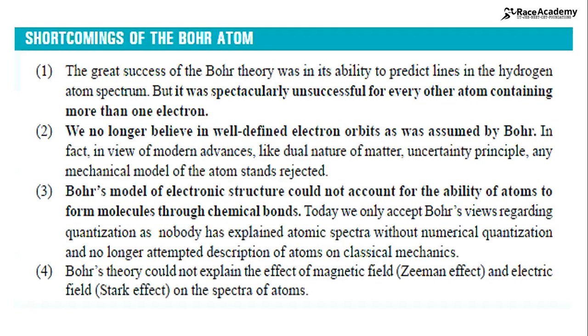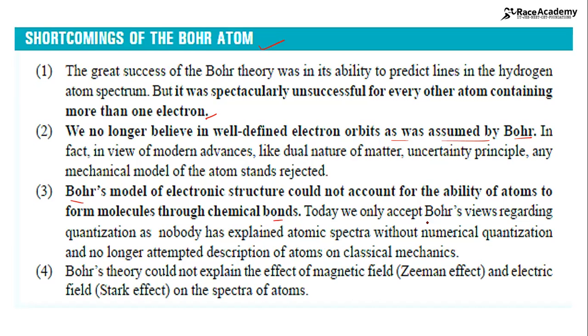Next, what are the shortcomings of this Bohr theory? That means Bohr theory drawbacks: it is spectacularly unsuccessful for every atom with more than one electron, that means other than hydrogen. We no longer believe in well-defined electron orbits as was assumed by Bohr. Another one is Bohr's model of electronic structure could not account for the ability of atoms to form molecules through chemical bonds. That is not explained.